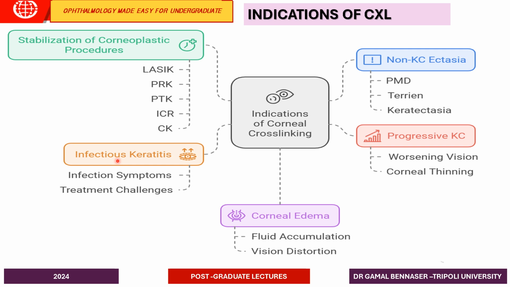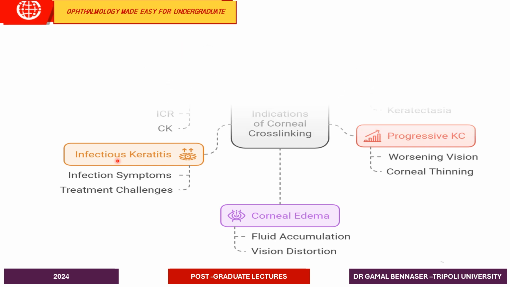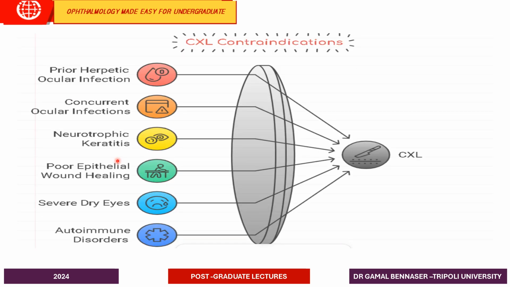But this doesn't mean that there is no contraindication. There are some contraindications as well, and on top of them is the presence of coexistent infection of the eye, I mean infections of the adnexa, like dacryocystitis or blepharitis, because when you do epithelium-off treatment, the cornea and stroma will be exposed to the pathogens, and there is a chance for infectious keratitis induced by this procedure.